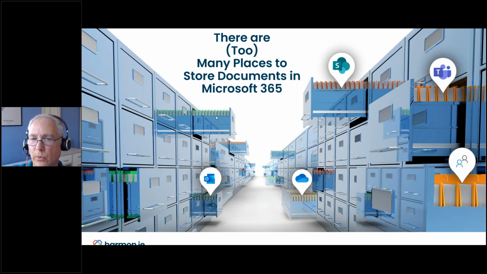The standard way in Microsoft 365 is to go from browser window to browser window. In Teams, you find the team, the channel, the location. In SharePoint, you find the site, the location, the folder, the library. And it's a lot of moving around to actually be able to find something.